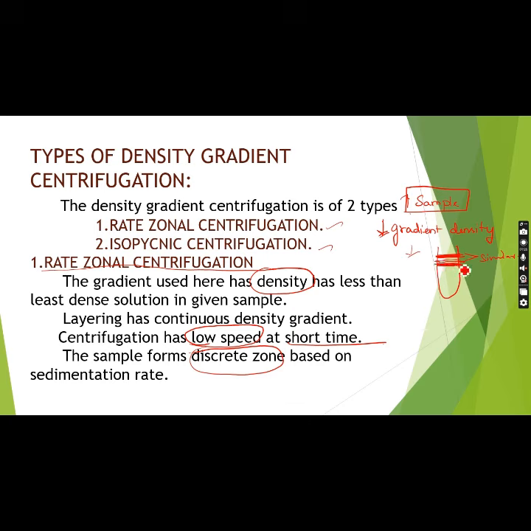Likewise, another density gradient is at the bottom, and another sample is going to be at the bottom of the gradient. Based on the density of a sample, it's going to be separated, but it is separated as discrete zones below its gradient.